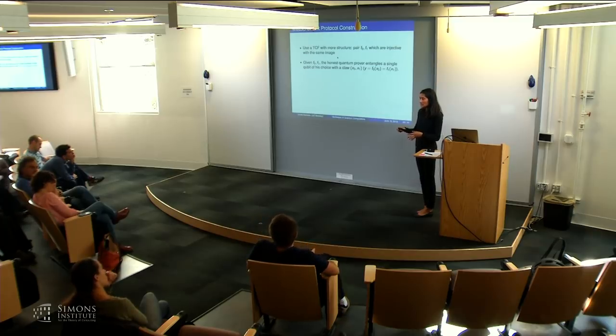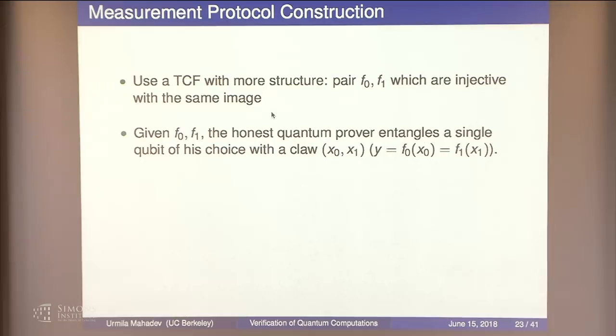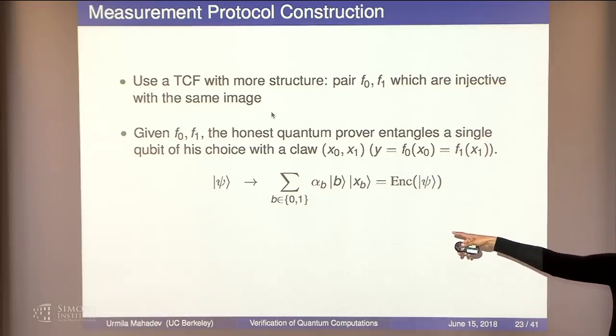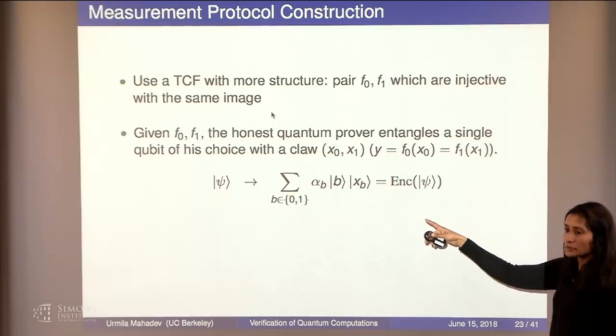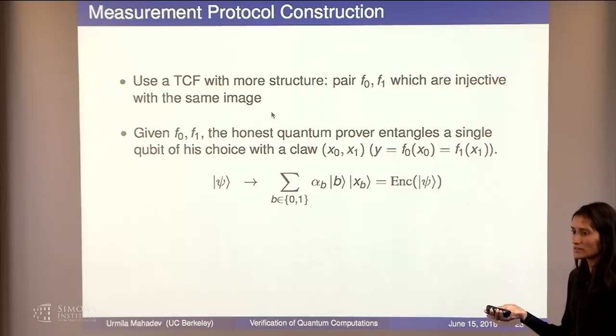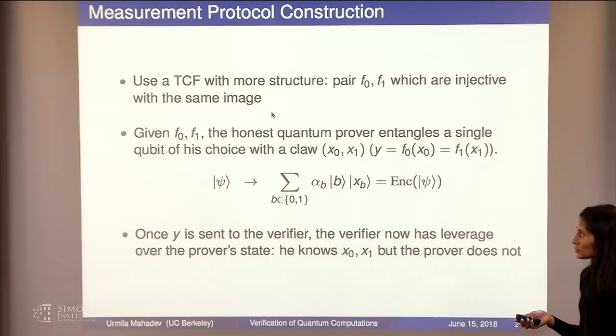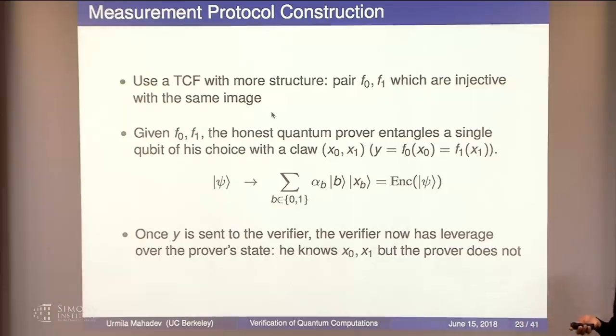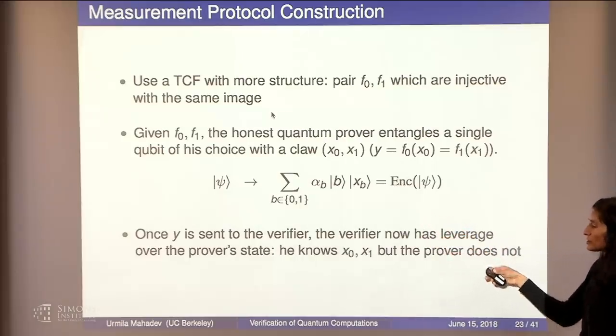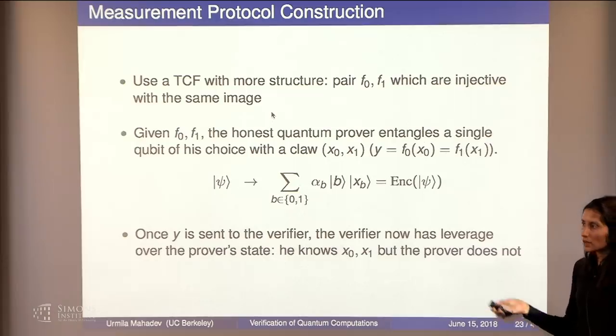Remember, he's picking a state of his choice, let's call it rho, and the verifier wants to force him to do something to that state. So this just adds structure, and it enables him to entangle a state with a claw. The effect is that for a single-qubit state psi, he can entangle it with a random claw, and you can think of this as an encoding of the state psi, since the prover doesn't know the claw. So he's done some transformation to the state, but he doesn't quite know what it looks like. This is useful because once the prover reports y, the verifier has leverage over the prover's state. The prover got to choose the state psi, but the verifier knows what the encoding is, and the prover doesn't. Now, how do you do this?